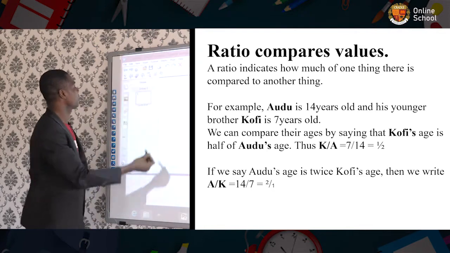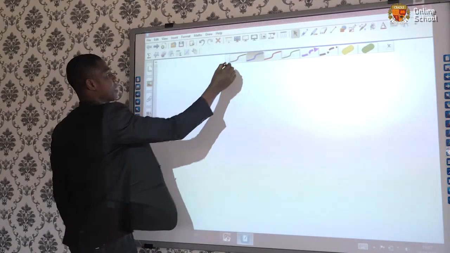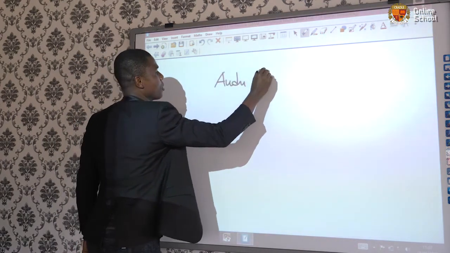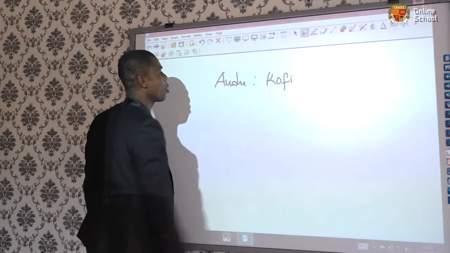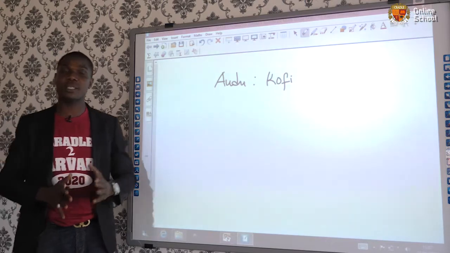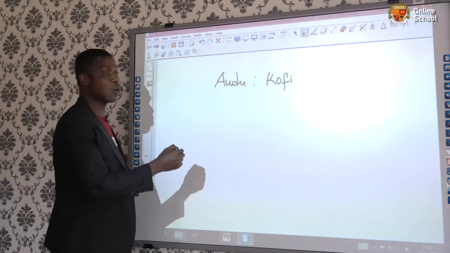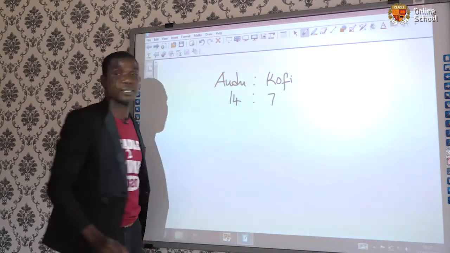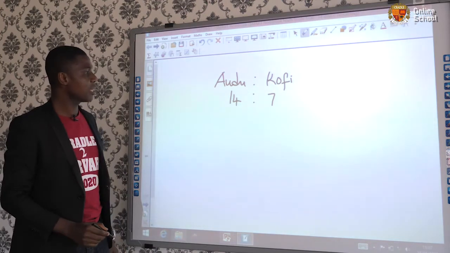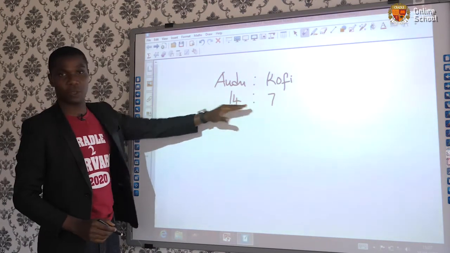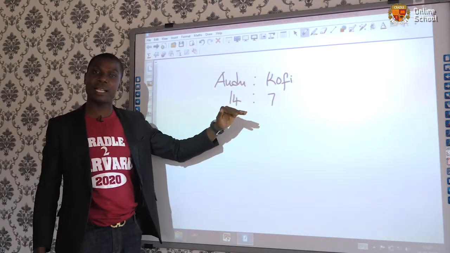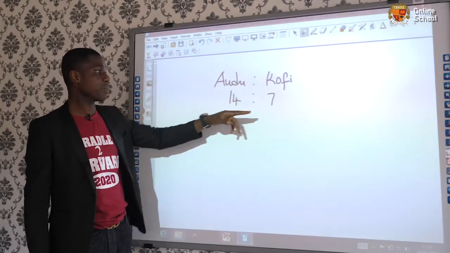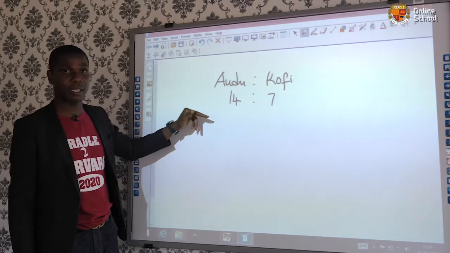Let's write. Look at it here. Aldo ratio Kofi. You always put it like this so that you can take it step by step. Okay? How old is Aldo? 14. And Kofi? 7. Let's divide it by the factors of these two numbers. Remember what a factor is? A number that can divide a particular number without any remainder. And the common factors are common in both 7 and 14.